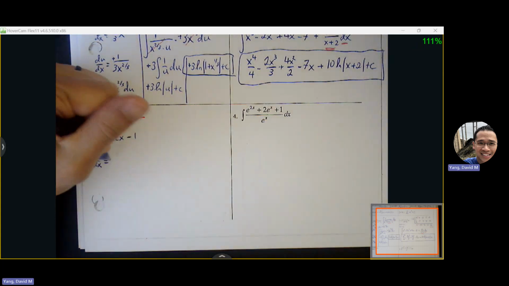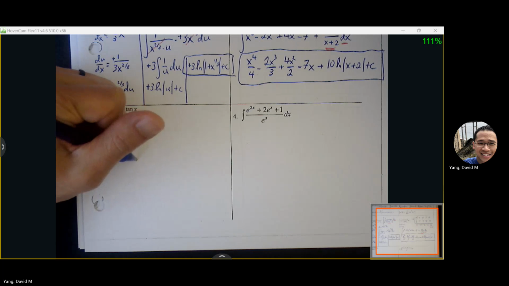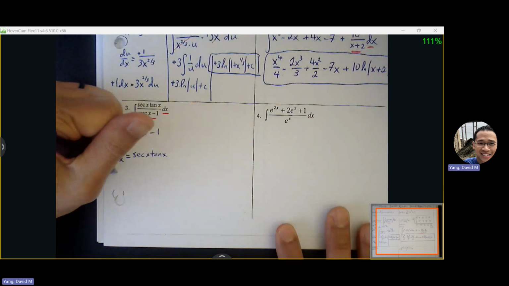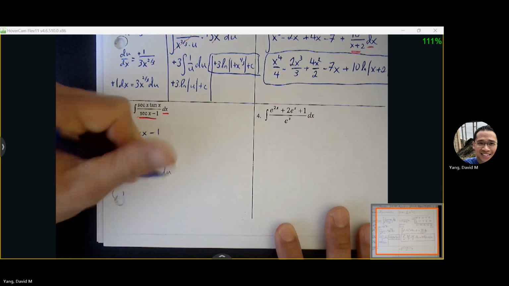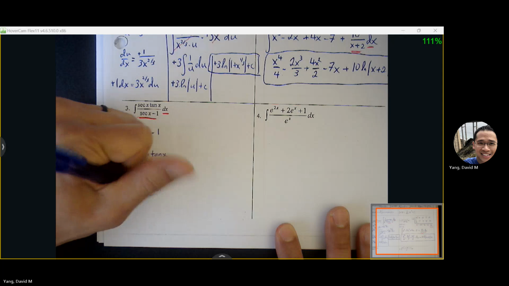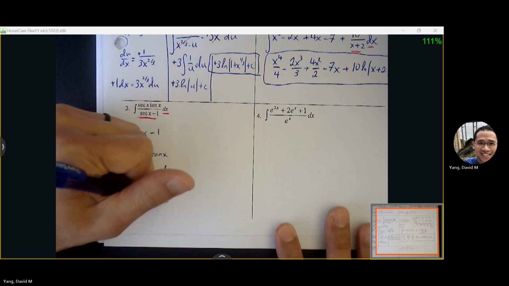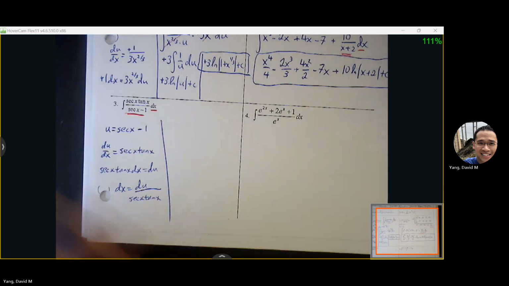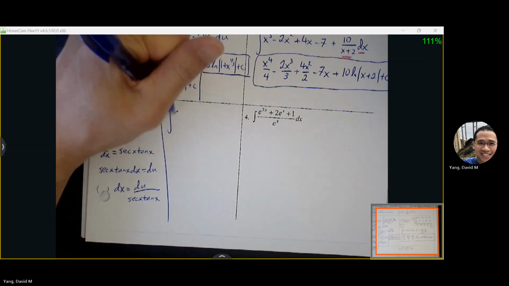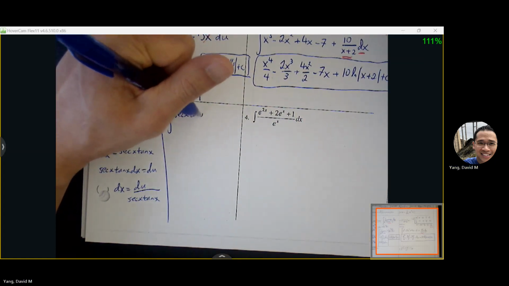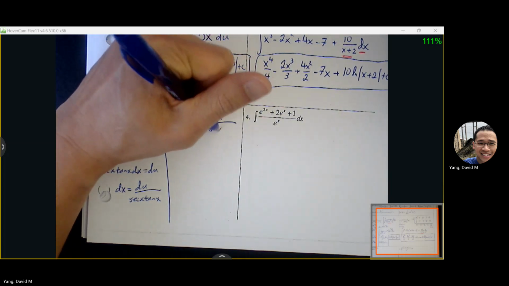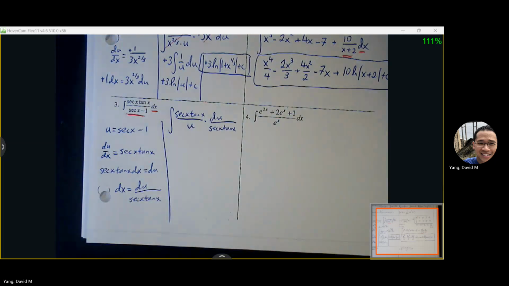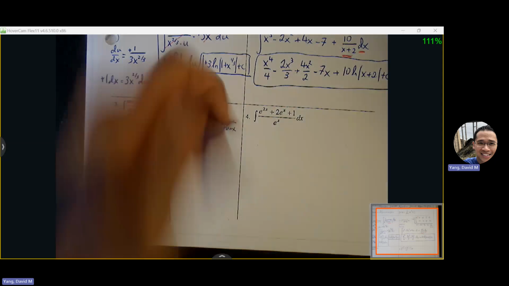So secant's derivative is secant tangent. -1 goes away, cross multiply. Make your substitution. One over u du, natural log.